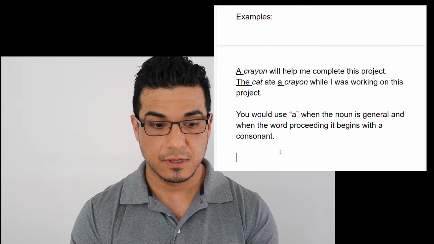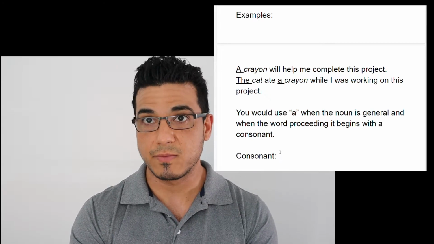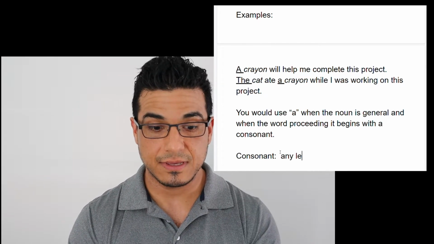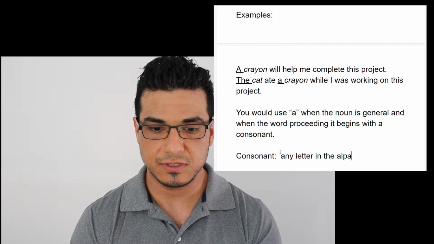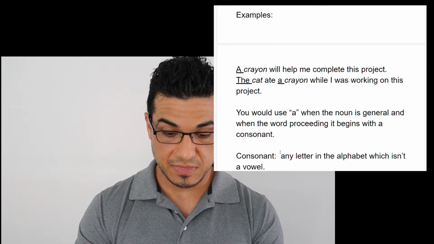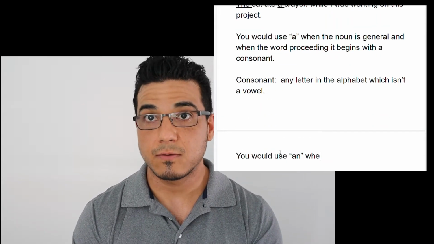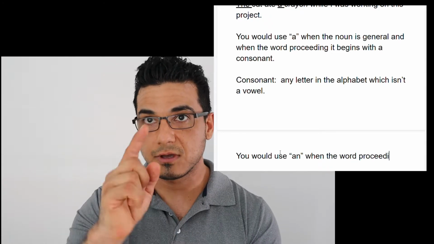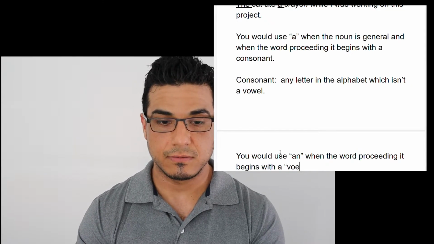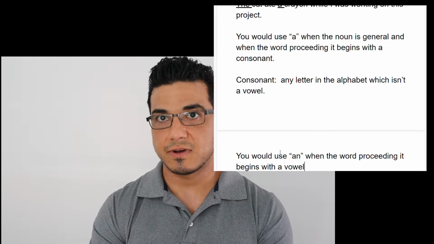What's a consonant? Just as a quick reminder, the easiest way to remember what a consonant is, is to know that it's any letter in the alphabet which isn't a vowel. Okay, so that means you would use an when the word following it begins with a vowel. Let me take those quotes off. When it begins with a vowel.